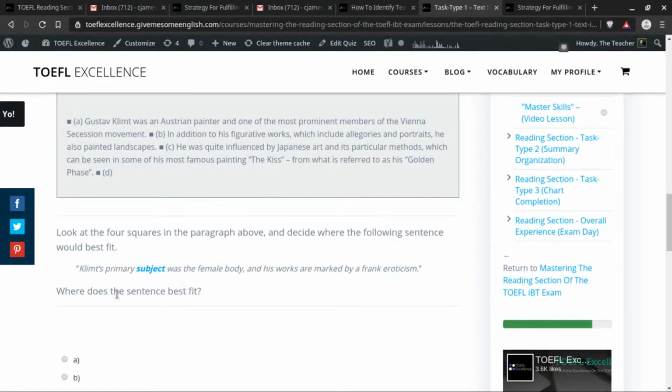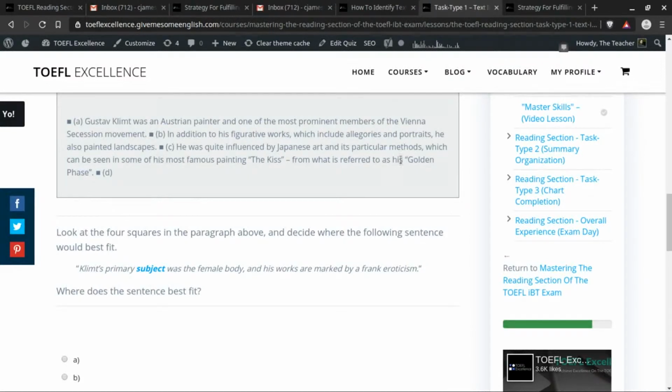So let's look at the sentence again. "Klimt's primary subject was the female body, and his works are marked by a frank eroticism." "In addition to his figurative works," okay, now, perhaps you don't know much about art, but figurative is referring to the female body. That's why sometimes we say that a person has a nice figure. In other words, the shape of the body. So in addition to his figurative works, referring to the female body, this sentence is giving more information about this sentence. So we know without even reading any more that the sentence has to go there.